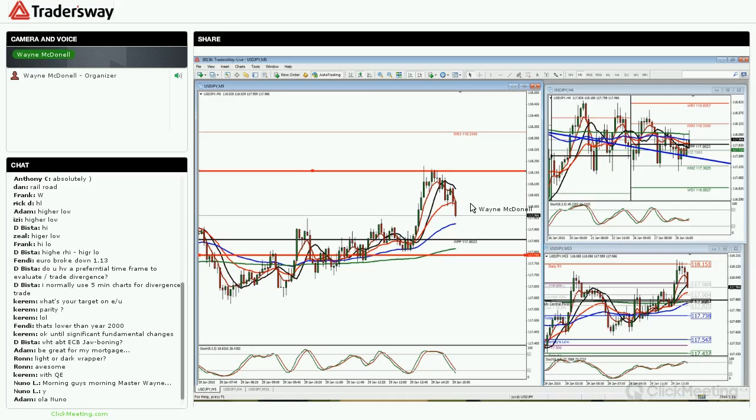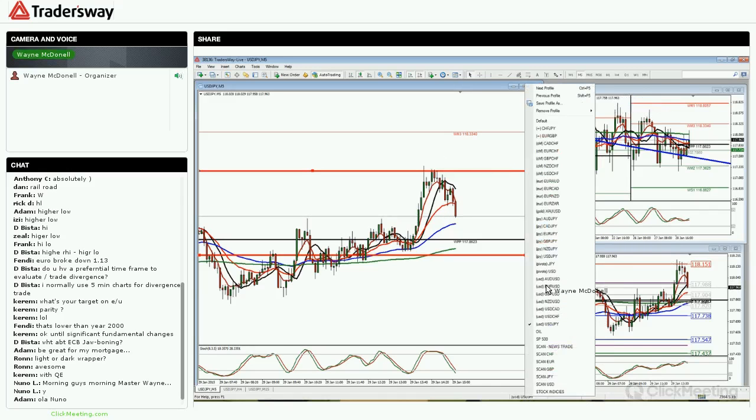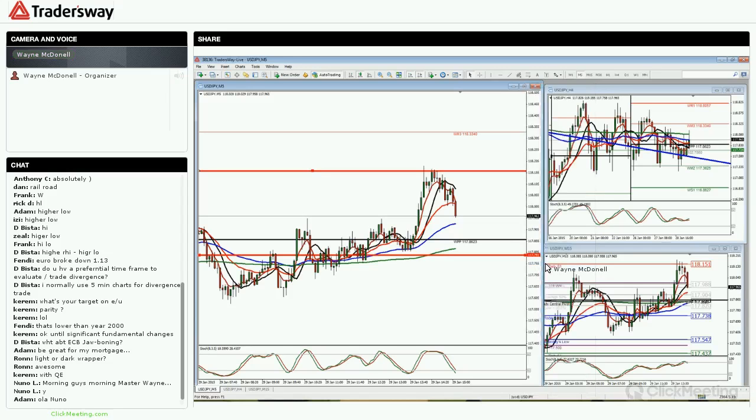Yeah, so yen coming back in for strength. Well, that might be an opportunity on things like Aussie yen, Kiwi yen, CAD yen. Could be a rabbit, could be. So let's take a look at the yens, huh?